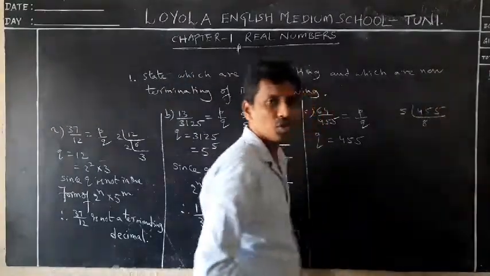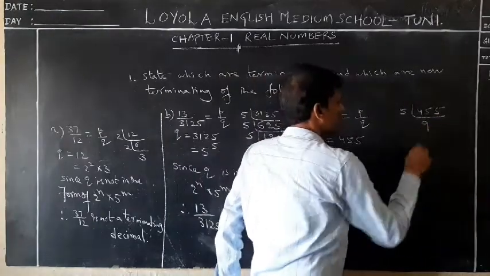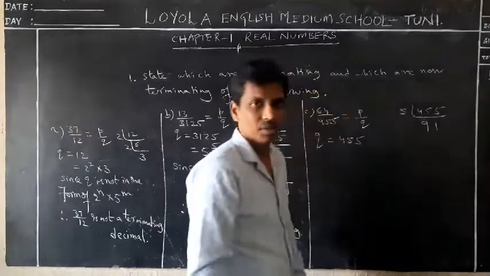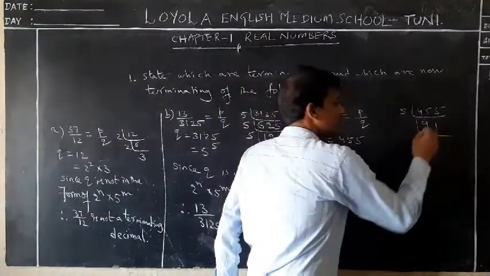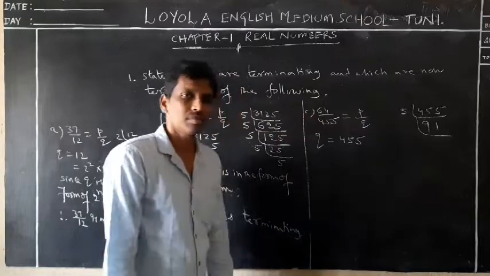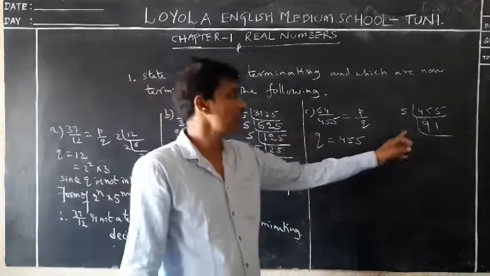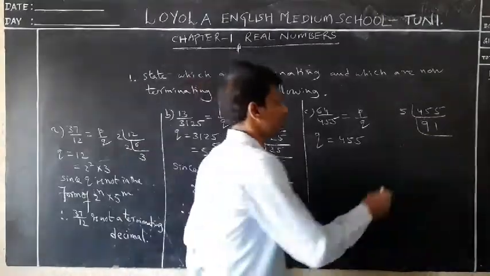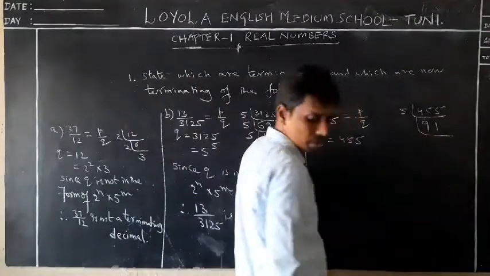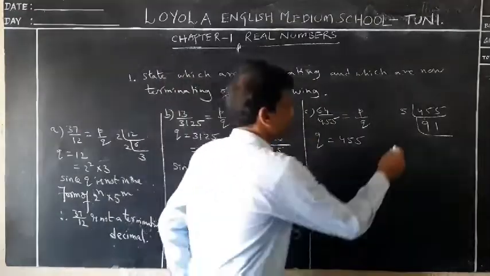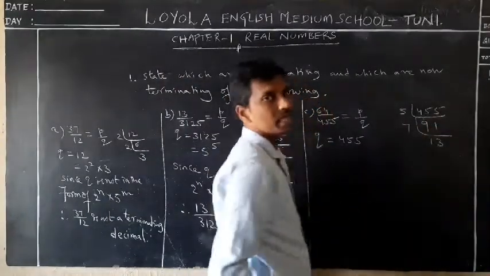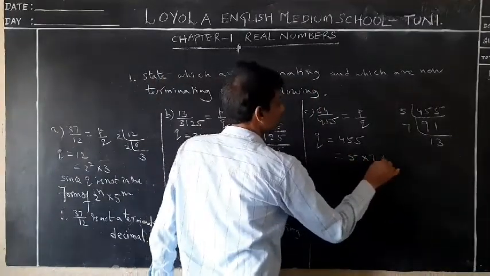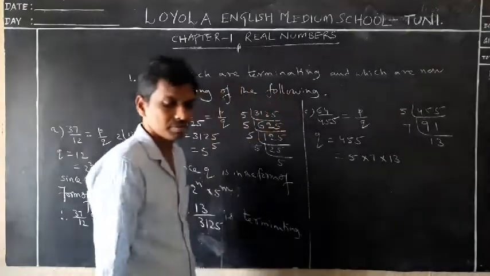5 8s are 40, 5 9s are 45, 5 1s are 5. Now here 91 is there. Can we expect the division is possible maybe with 5 or 3? No. So here the division is possible with the seventh table, 7 13s are 91. So q can be written as 5 into 7 into 13.